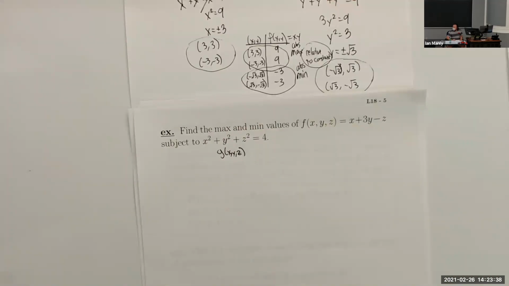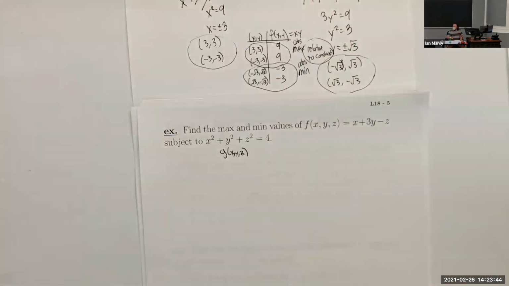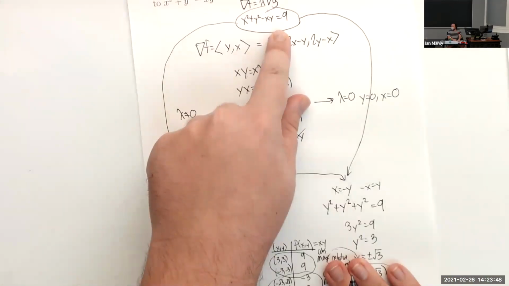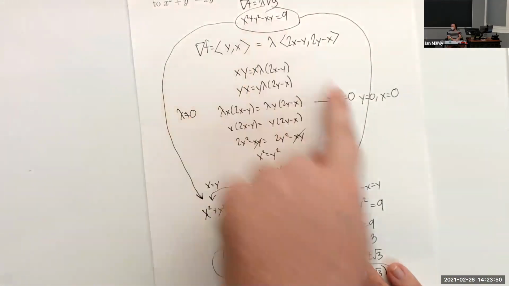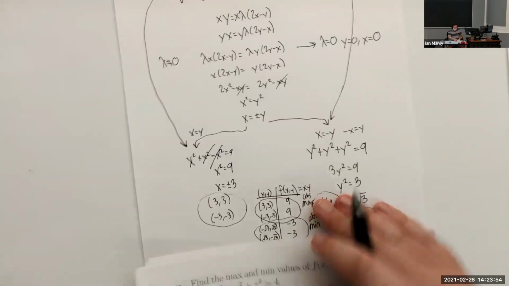All right, and the constraint is limiting the domain. Yeah, that's a good way of thinking about it. Yeah, the constraint sort of is your domain, because you need to satisfy this constraint equation to even be considered. That's why we kind of ignored this solution right here.